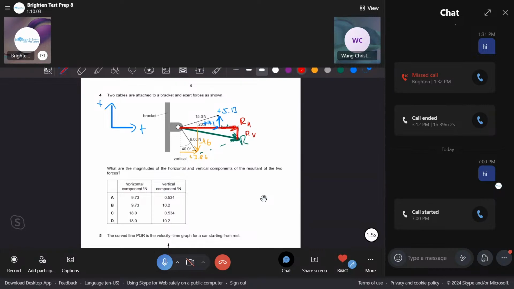So what is the value roughly? Wait, no, not R, H. Oh wait, I mixed it up. Horizontal is 14.1 plus 3.86. So 17.96.